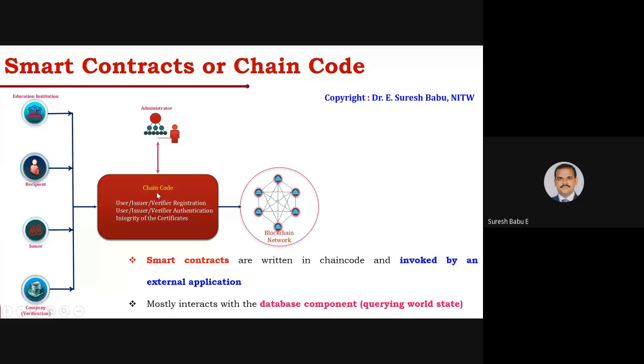The chain code will be there, which we call a smart contract. It handles issuer, user, and verifier registration, and issuer, user, and verifier authentication and integrity of the certificate. All these things will enter into the blockchain network. Whenever some request comes, first the chain code will be invoked, and then it will verify the authentication. It will verify the registration. It will verify the integrity, and then it will enter into the blockchain.